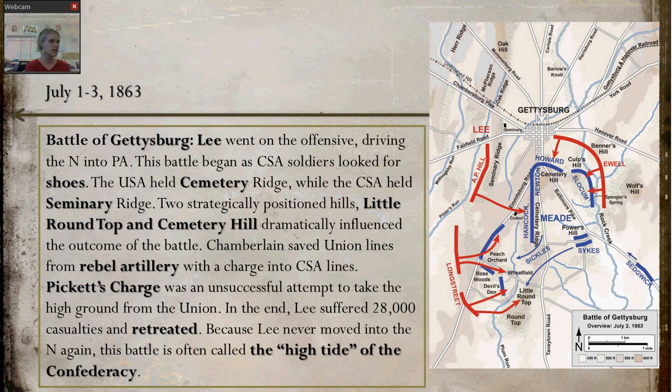This battle is known as the high tide of the Confederacy because if you think about high tide, that's the point where the tide reaches its highest point, right? So the Confederacy had been doing really good up until this point, but now we have a Union victory, and it starts to wane. The Confederate victory starts to wane quite a bit.